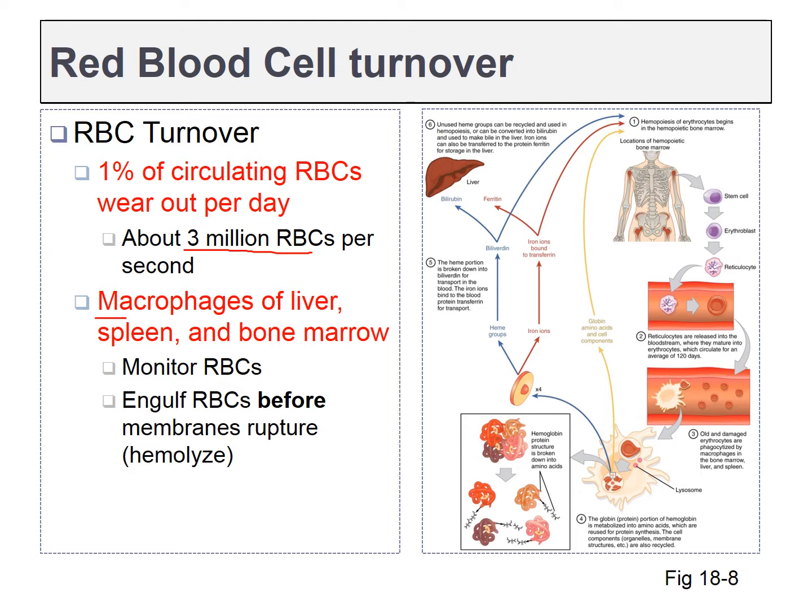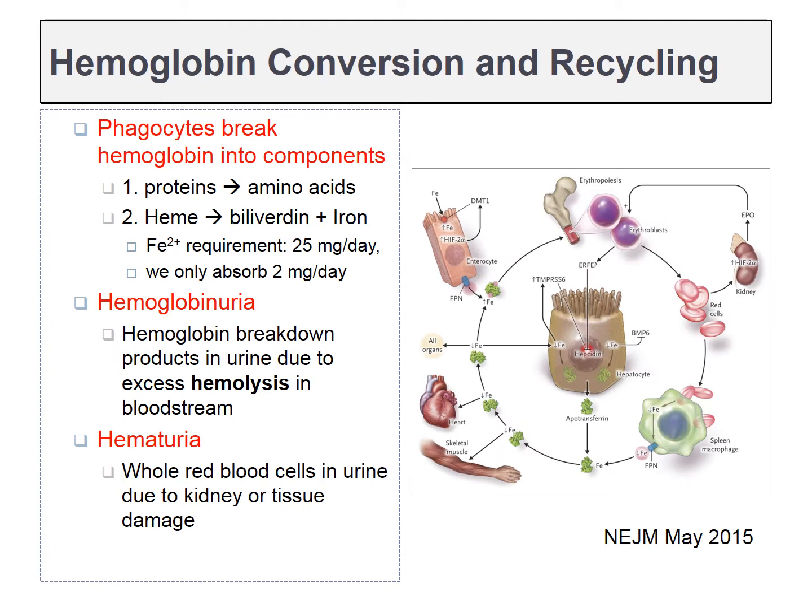So instead, we recycle those cells. Macrophages are going to help, and those can be found in the liver and the spleen. We can't recycle everything, however. The protein part of hemoglobin can be recycled. It's just broken down into amino acids, and those can be used to make new proteins. The heme, on the other hand, is going to be a little bit more problematic. The iron is recycled, but the rest of that heme group cannot be recycled.